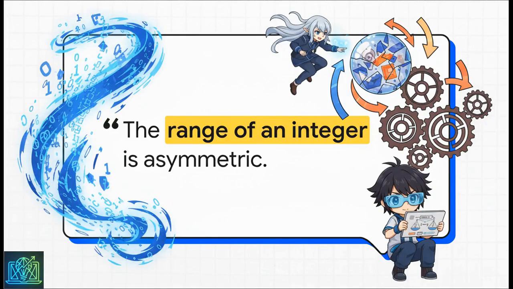Now here's a really curious side effect of this spell. Because of 2's complement, the range of numbers you can store is a little lopsided. You can actually store one more negative number than you can positive numbers. This is a classic interview question, and it can totally trip you up in problems like reverse an integer. It's a small detail with really big implications.